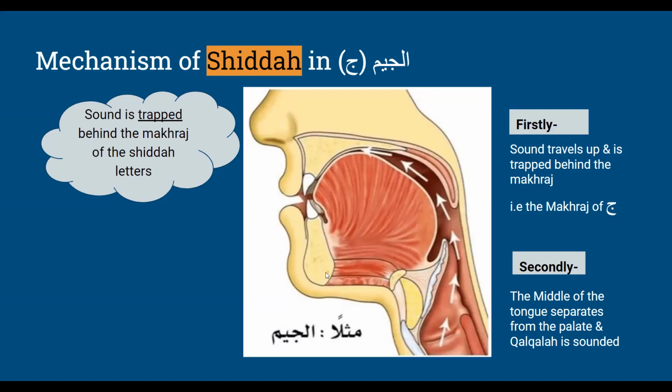So two things to remember for the jim. Let the sound travel up and it will get trapped behind the makhraj of the letter, a shiddah letter. And when you separate the tongue from its makhraj, as a result, the qalqala, which is the bouncing of the sound for the letter, will be caused. Aj, aj, alam naj'al. Make sure the qalqala or the bouncing of the letter is loud and clear.